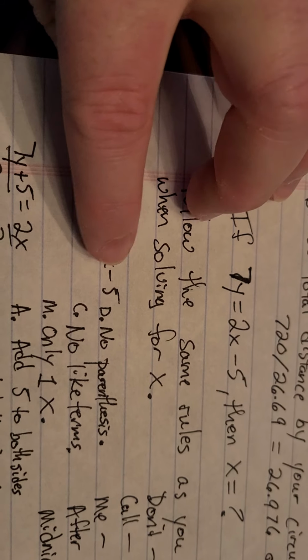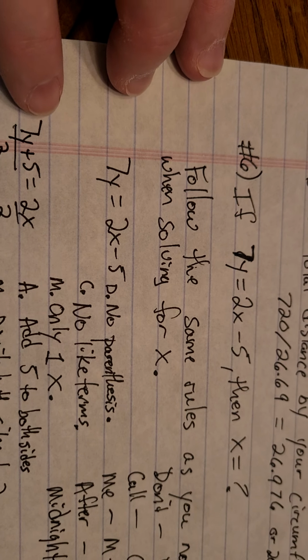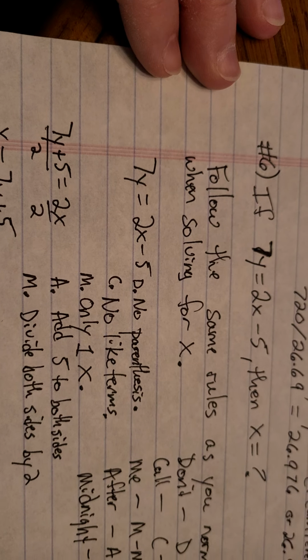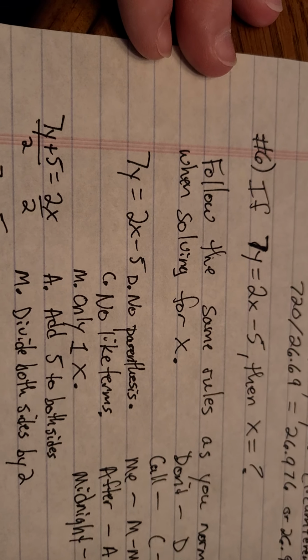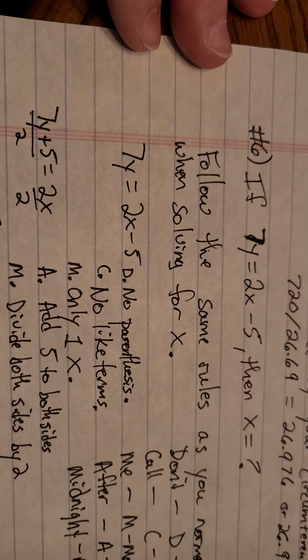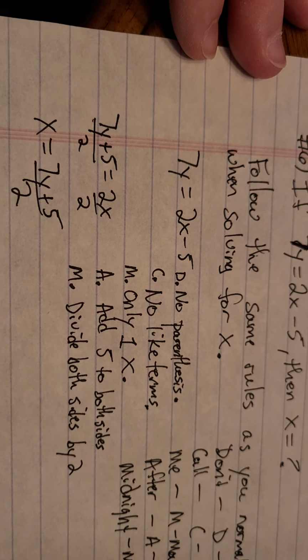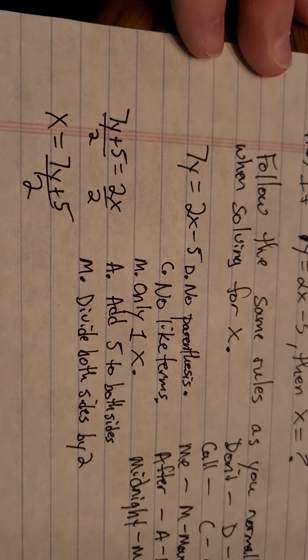Minus 5, so we're going to add 5 to both sides, and we get 7y plus 5 equals 2x. And then the last step, we have to isolate the x. We do that by dividing by the coefficient of 2. So you would have x equals 7y plus 5 divided by 2.